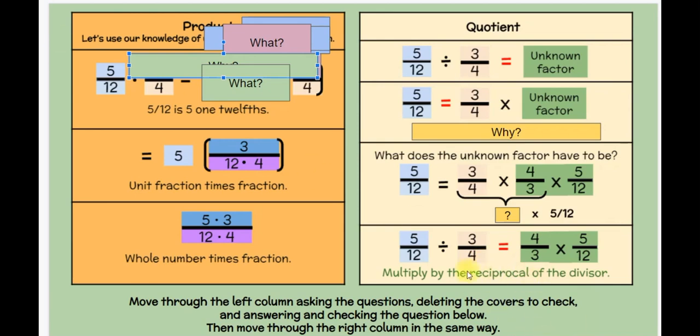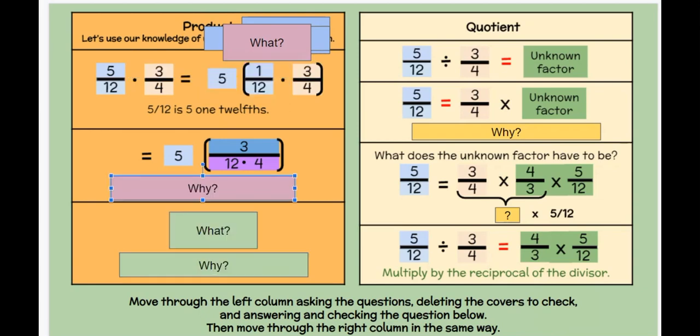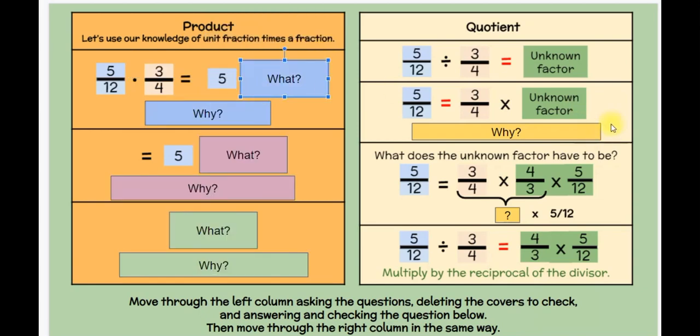From here, we're going to take the quotient on the right-hand side, and we're helping students to remember that we're looking for an unknown factor. So 5/12 divided by 3/4 equals unknown factor, which is the same as, okay, so everyone's reading this. So the student leader would say, read it with me. 5/12 divided by 3/4 equals unknown factor, which is the same as 5/12 equals 3/4 times unknown factor.